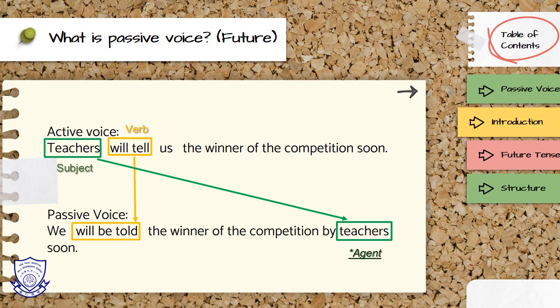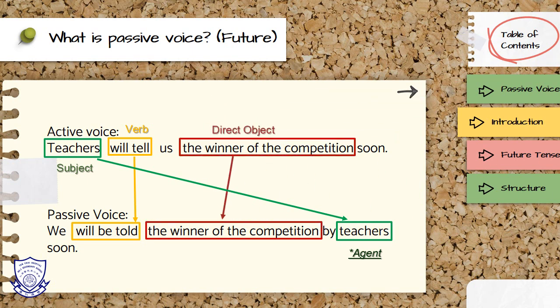And then the verb. Please pay attention when we write a sentence in the simple future tense as well as in the passive voice. You see, it is will be, and then we have the past participle as the third component of the whole verb phrase. It should be will be told.